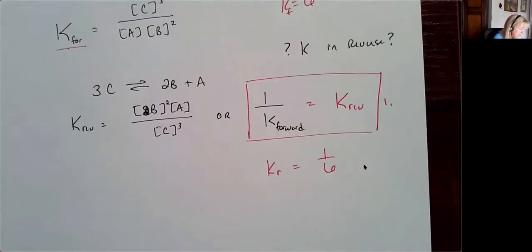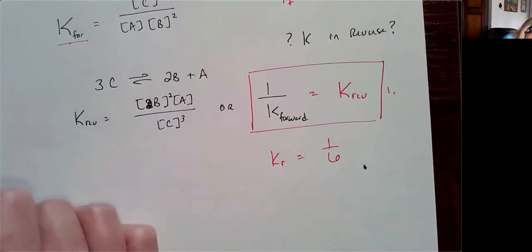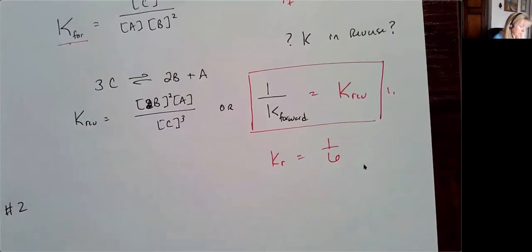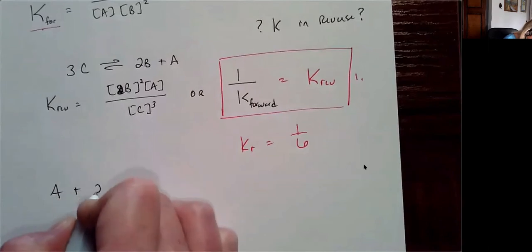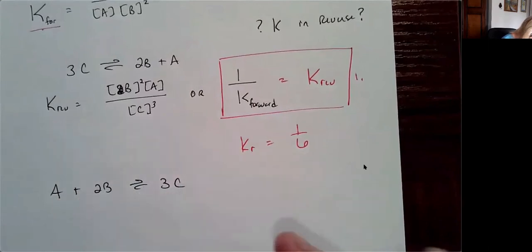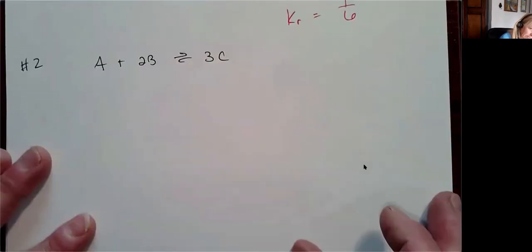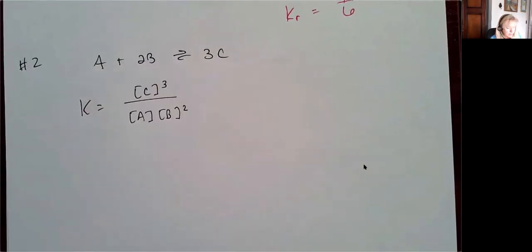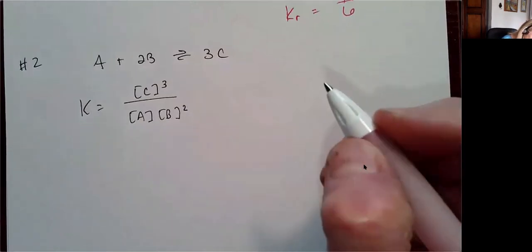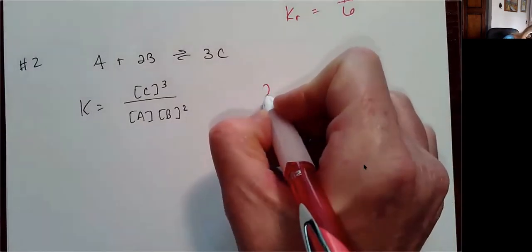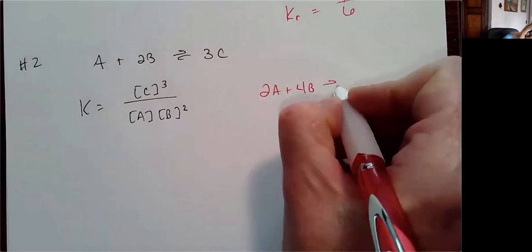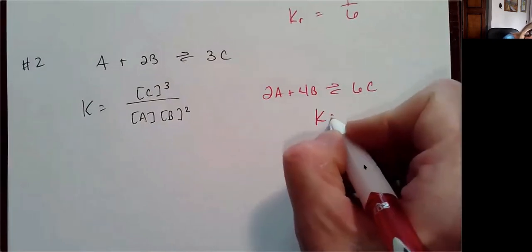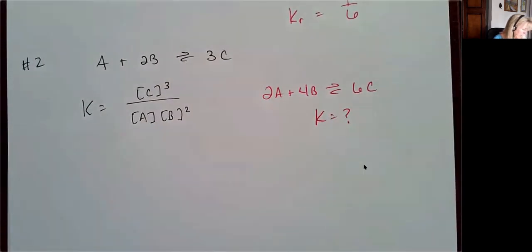The second one, if I'm doing something to a reaction where, let's say I'm multiplying it or dividing it, A plus 2B goes to 3C. So we'll go back to this. And my K for this is, now what if I want to multiply the reaction by 2 for whatever reason? I have a reaction and I'm going to multiply it all by 2. So then I'm going to get 2A plus 4B goes to 6C. And now I want to know what is my K value for that.